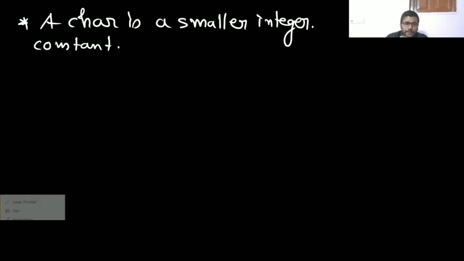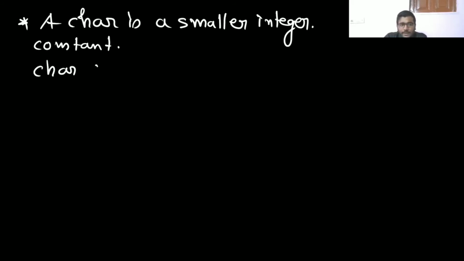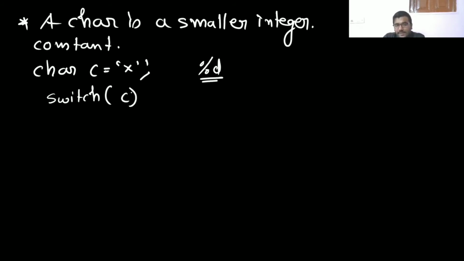Now let me write the code and you have to tell me the output. If I write char c equal to 'x', I have a character c which holds x. If you print c using the %d specifier, it will print the ASCII value of x. Now if you write switch, here you can have c, which is the expression. Yeah, the expression is fine.